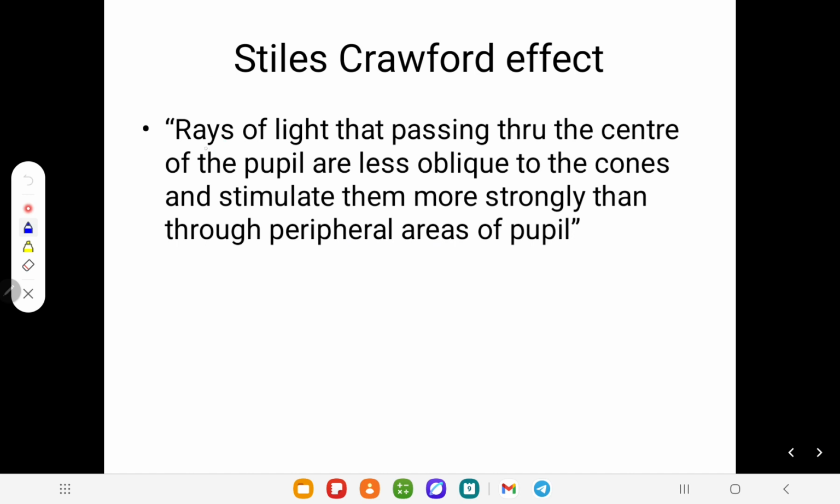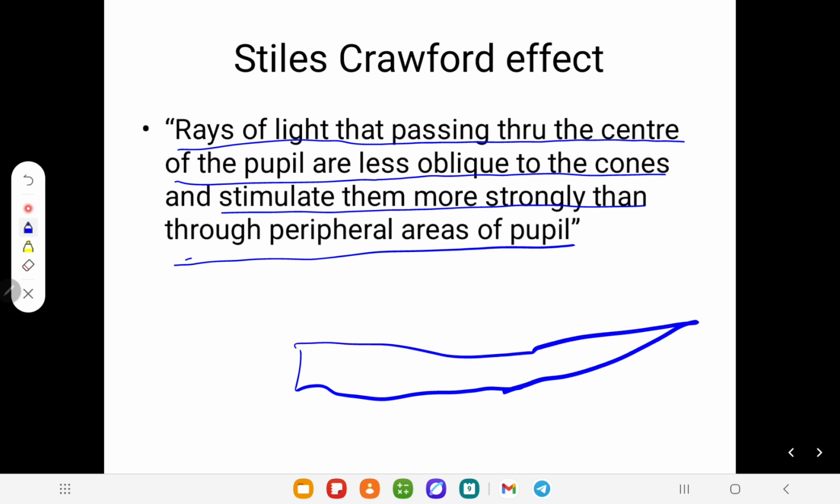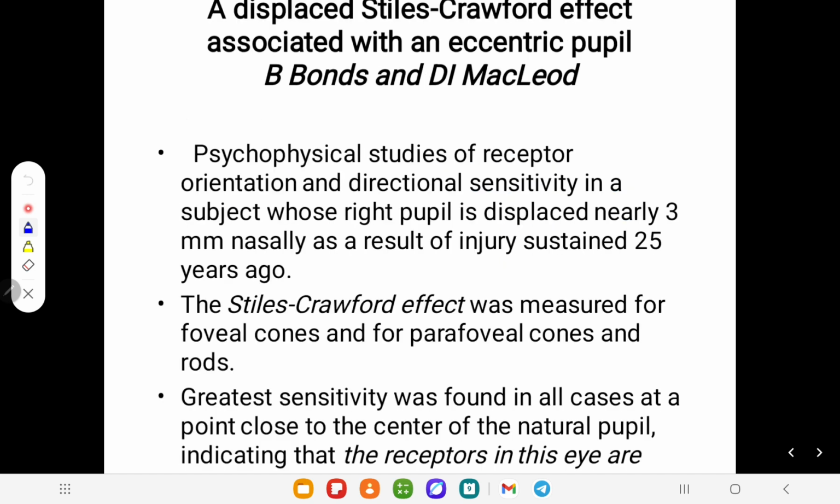So in the Stiles-Crawford effect, rays of light passing through the center of the pupil are less oblique to the cone and stimulate them more strongly. Why are they stronger? Because they are less oblique to the cone. The cone has a structure, isn't it? This is the cone and this is the conical section. The light coming from the center of the pupil has less obliquity to the cone. It's not like this, it's directly like this, isn't it?